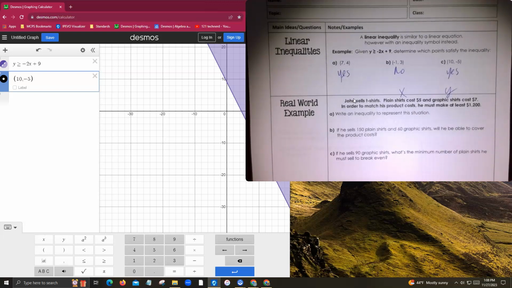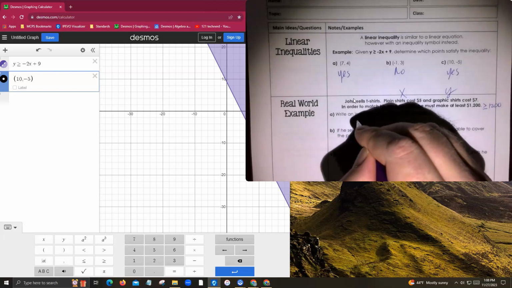And he wants to make at least $1,200. So back when I asked you how to write certain inequalities, at least, at most, and all that, this is where that comes into play. At least $1,200 means I want to be greater than or equal to $1,200. I want to make $1,200 or more. So this value wants to be greater than or equal to 1,200. I want to make at least that.